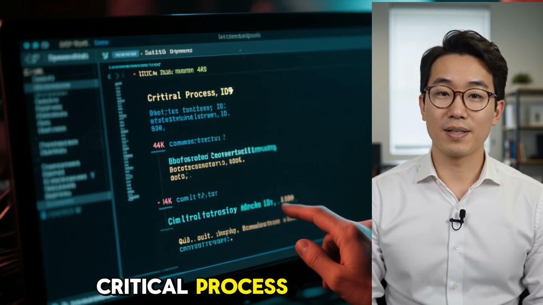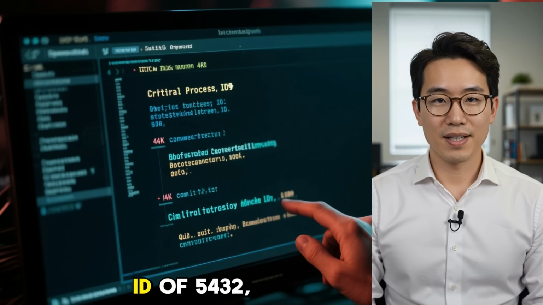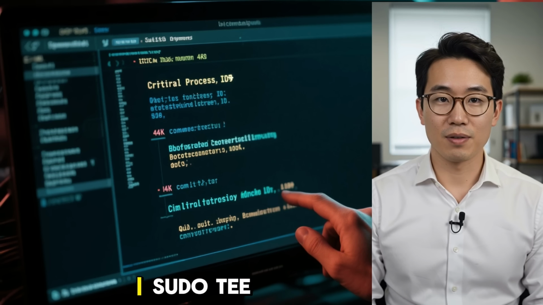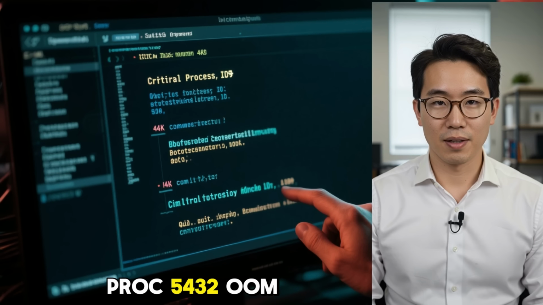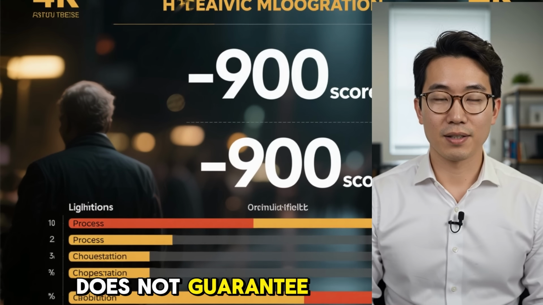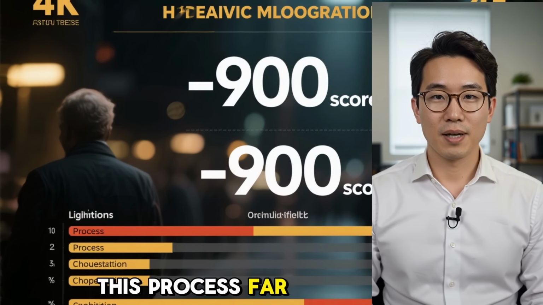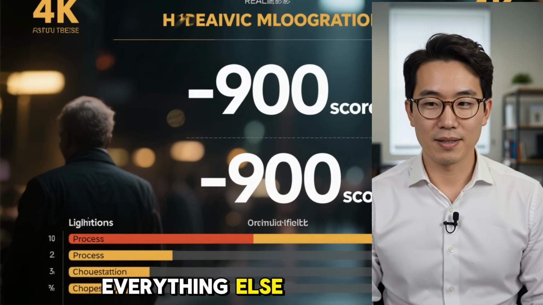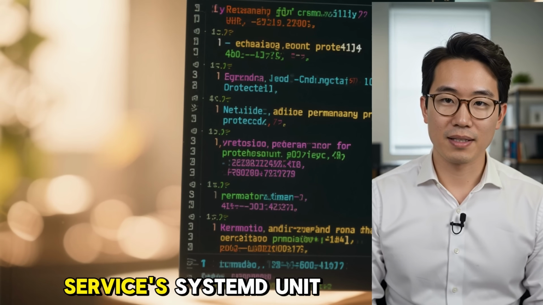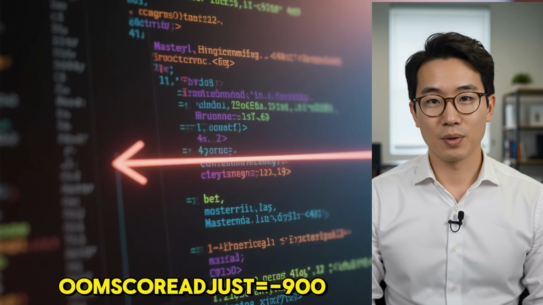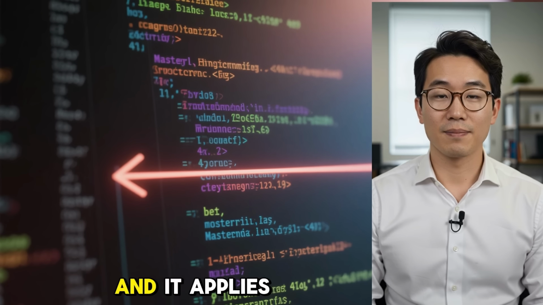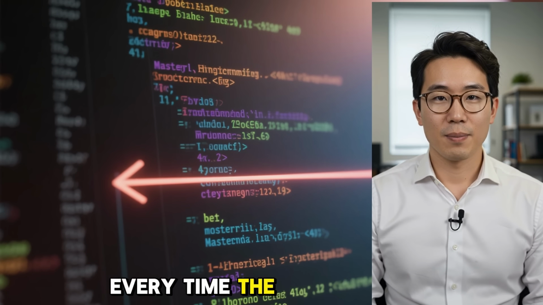To protect a critical process, for example, a database with a process ID of 5432, you would run echo -900 | sudo tee /proc/5432/oom_score_adj. The -900 does not guarantee survival, but it makes this process far less likely to be chosen compared to everything else. If you want something protected permanently across restarts, you add this to the service's systemd unit file with the line OOMScoreAdjust=-900 inside the service block. Systemd supports this natively, and it applies the setting automatically every time the process starts.